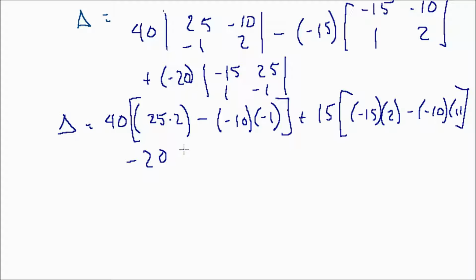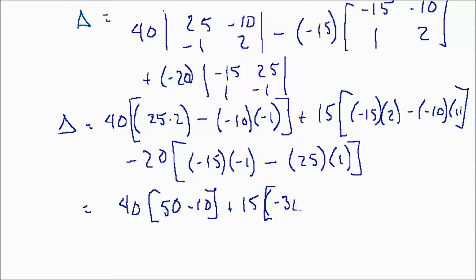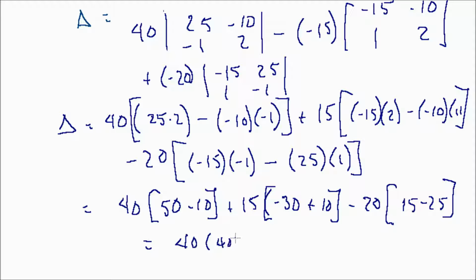Minus 20, because we have a negative 20 over there, times minus 15 times minus 1 minus 25 times 1. All right. And this comes out to basically, we're going to have, is equal to 40 times 50 minus 10, plus 15 times minus, still using brackets, 30 plus 10, minus 20 times 15 minus 25. That comes out to 40 times 40, we can get rid of the brackets now, plus 15 times minus 20, minus 20 times minus 10.